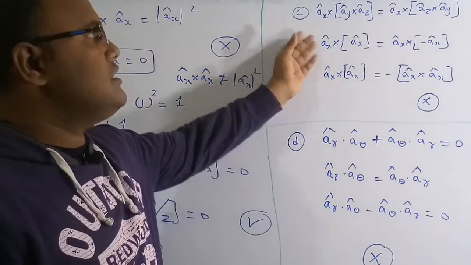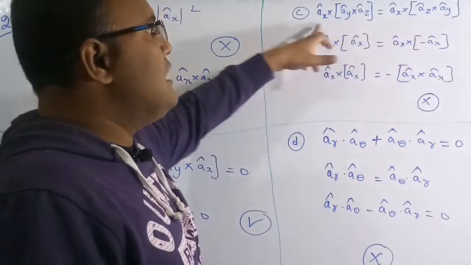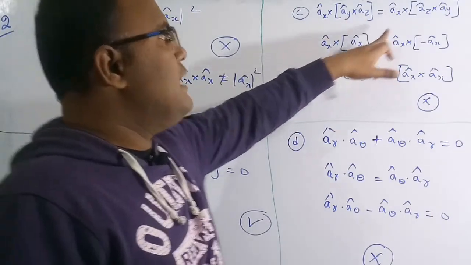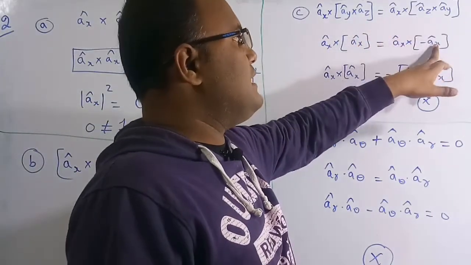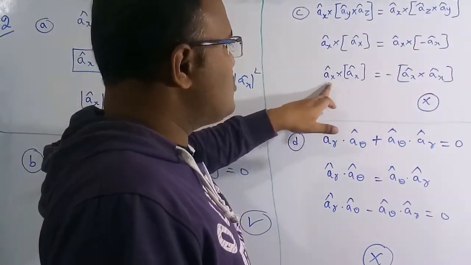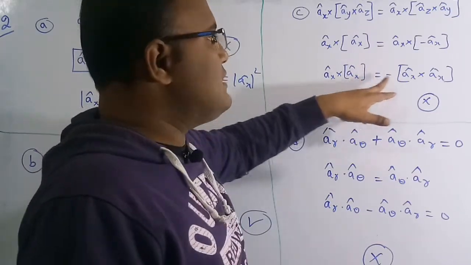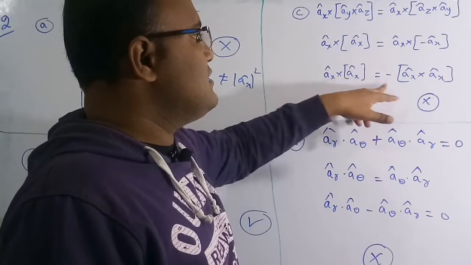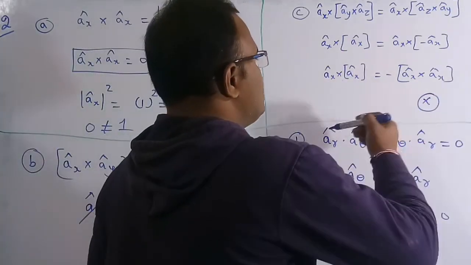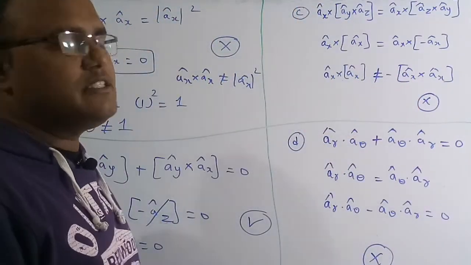And let us see option C. In option C, they are given the equation like this. So we have to check whether this equation is correct or not. Basically ay cap cross az cap is nothing but ax cap, and az cap cross ay cap is minus ax cap. So I am going to take this negative outside. So this is a positive and this is a negative. Both are opposite vectors. We can say there is a 180-degree phase angle between these vectors. So these two are opposite vectors, they cannot be equal. So therefore we can say this option is also wrong.